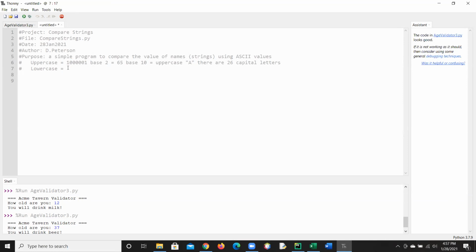So a small letter a starts here on the 32, 1100001. So base 2 is equal to 97 base 10, is equal to a lowercase a.